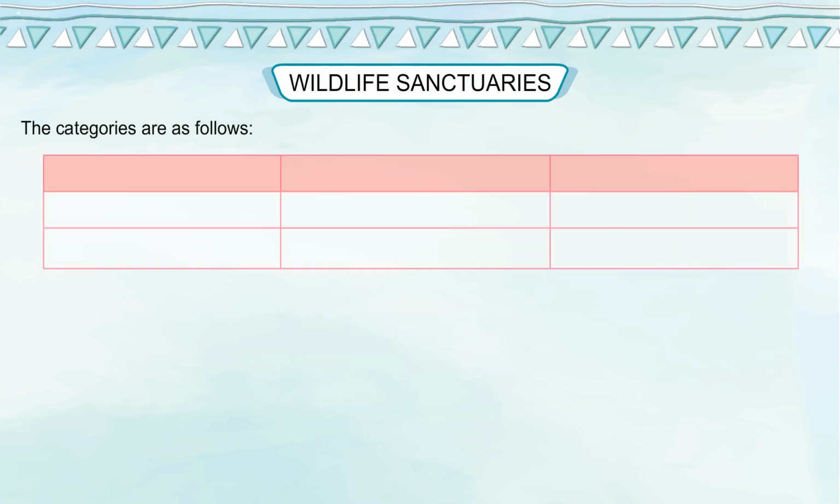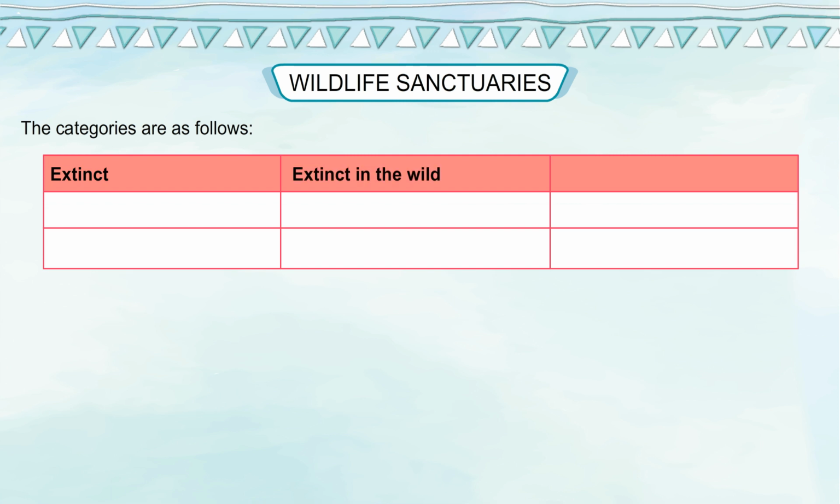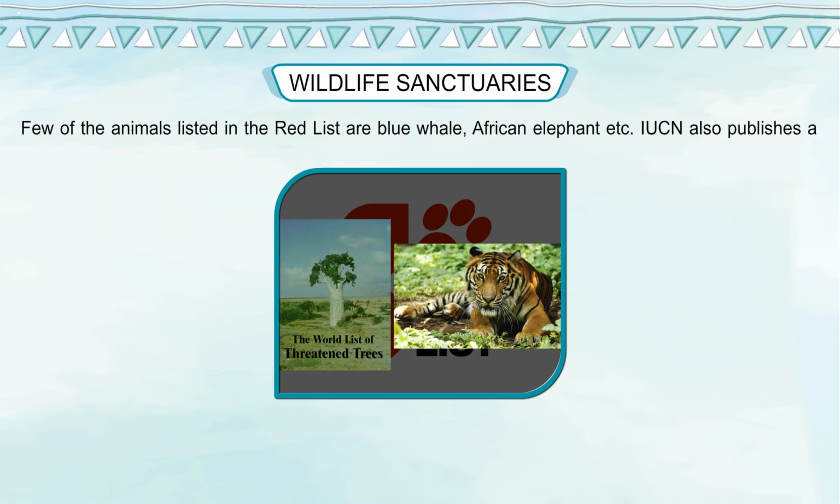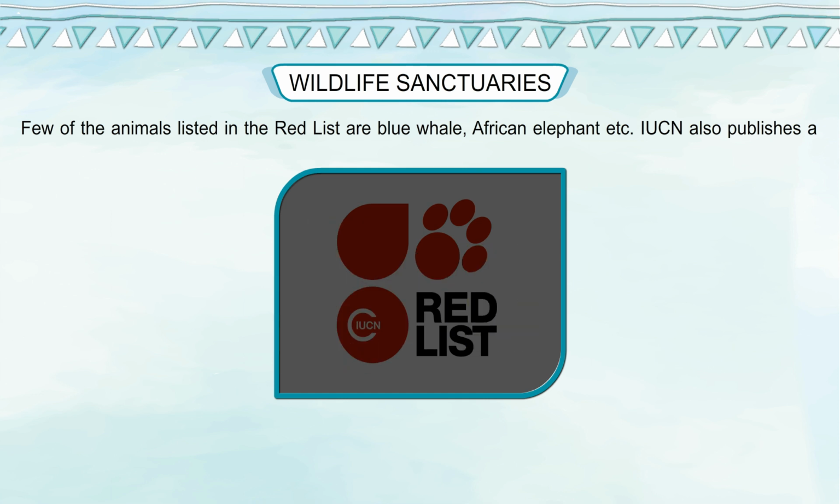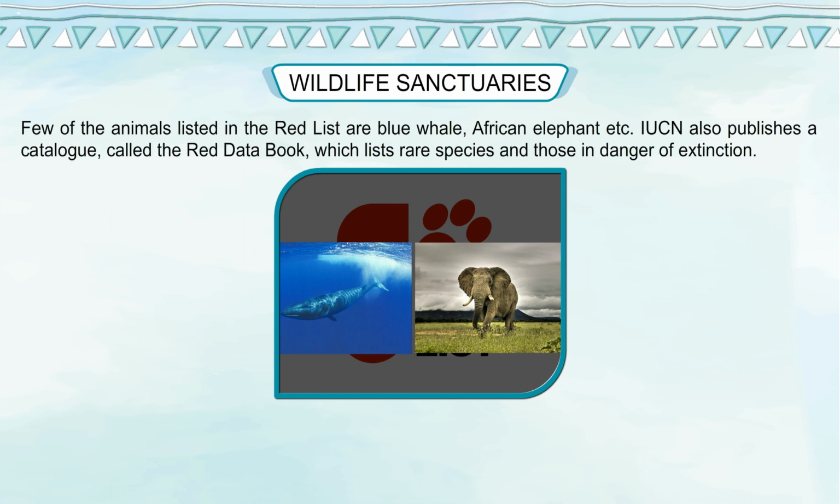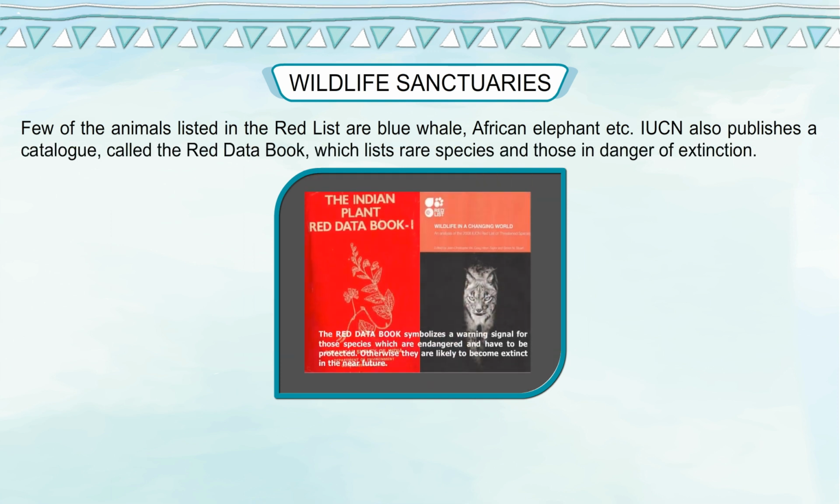The categories are as follows: extinct, extinct in the wild, critically endangered, endangered, vulnerable, near threatened, least concern, data deficient, not evaluated. Few of the animals listed in the red list are blue whale, African elephant, etc. IUCN also publishes a catalogue called the Red Data Book, which lists rare species and those in danger of extinction.